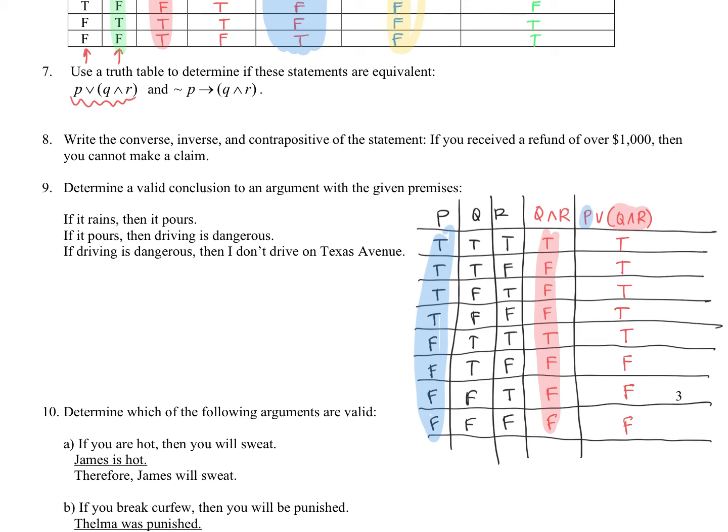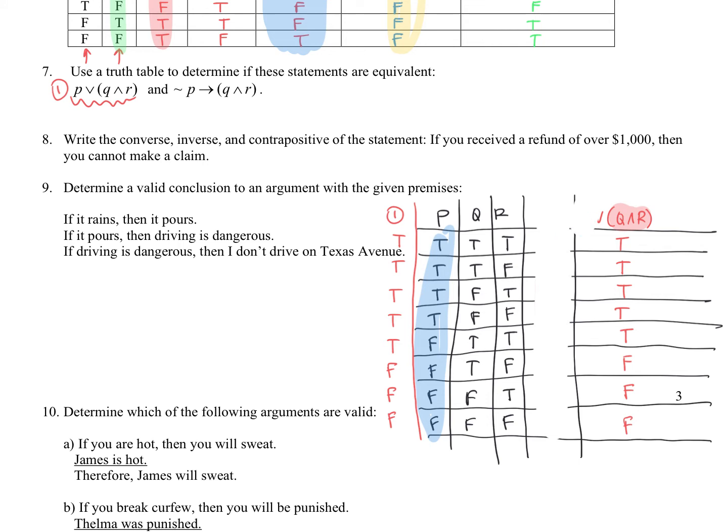Okay, so let's see if I can figure out where I can put that. True, true, true, true, true, false, false, false. Okay, so 5 trues and 3 falses. So I'm just going to put it over here, and I'm going to label it as number 1, because I'm going to erase those columns so that I can put in the second one.